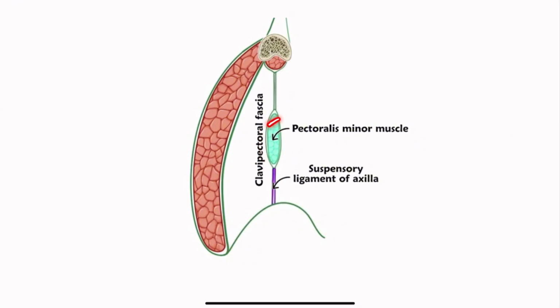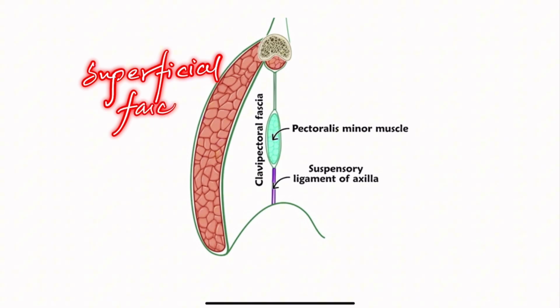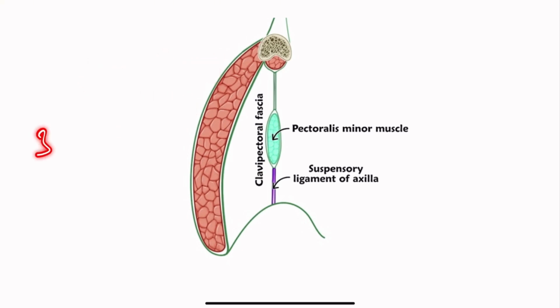The muscle it wraps right here is the pectoralis minor muscle, and the muscle it wraps right here is the subclavius muscle. So we are going to look at each of these layers individually. The first layer was the skin. The second layer is the superficial fascia. The third layer is the deep fascia.